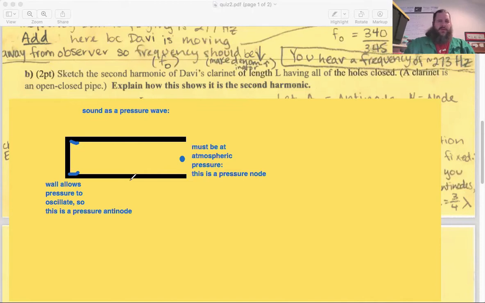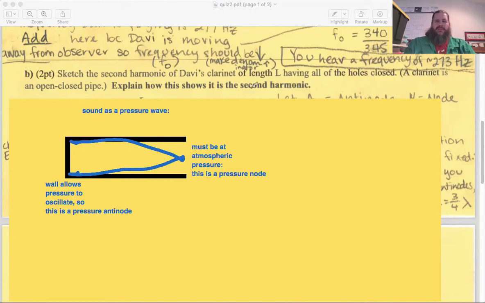So that's what we know here. We know that the wall, in terms of a pressure wave, sound is a pressure wave. The closed end, the wall, is an antinode, and the open end is a node. The simplest standing wave we could draw with that is just that antinode and that node, and that's it. So the standing wave would look like this. We'd have essentially a fourth of a wavelength equal to the length of the pipe. But that's the first harmonic.